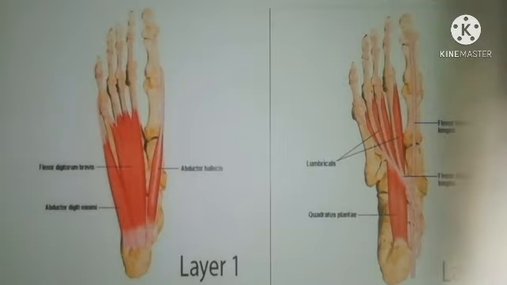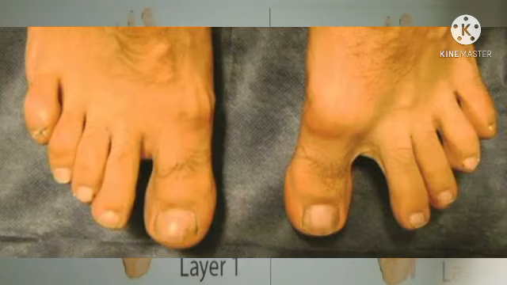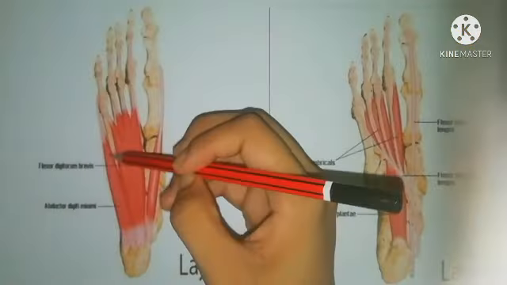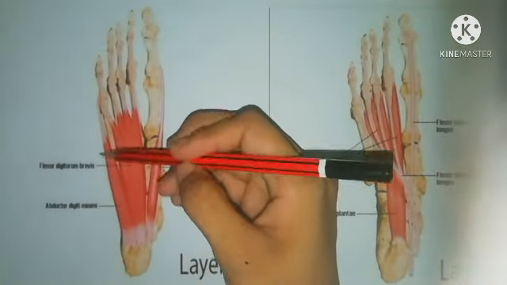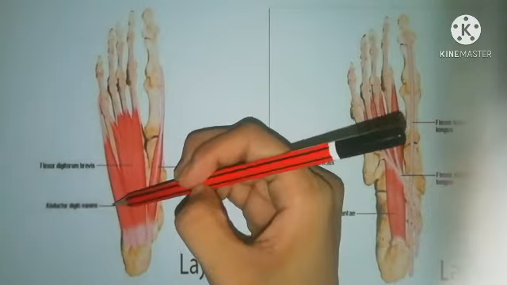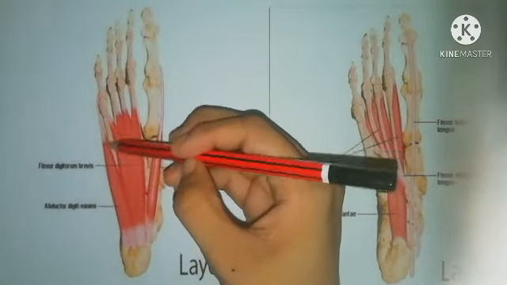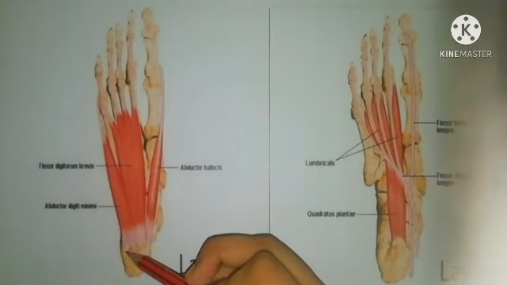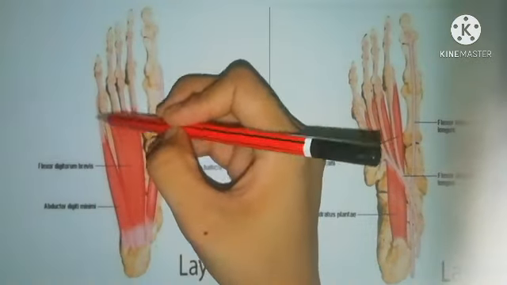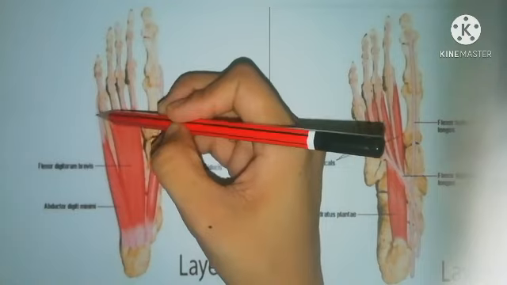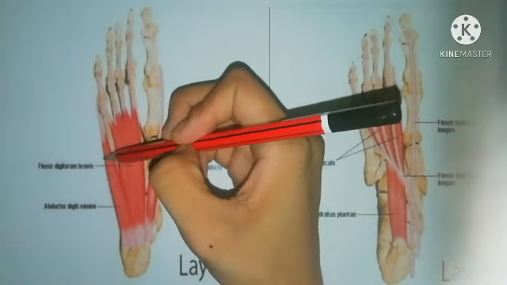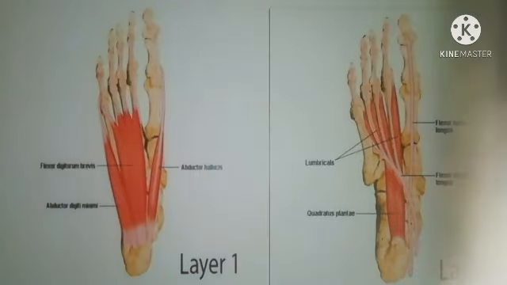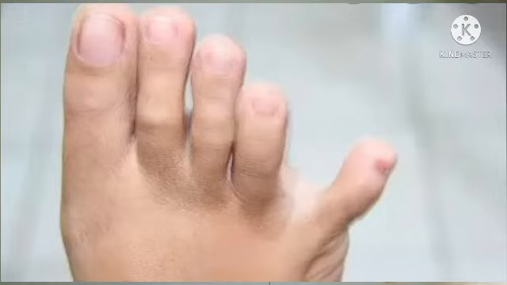The nerve supply is medial plantar nerve. Action is the abduction of the great toe away from the second toe. Abductor digiti minimi. This is the muscle. This muscle lies along the lateral border of the foot. Origin is from medial and lateral tubercle of the calcaneum from here. Insertion. The tendon fuses with the tendon of the flexor digitorum brevis. Nerve supply is lateral plantar nerve. Action is abduction of the little toe.